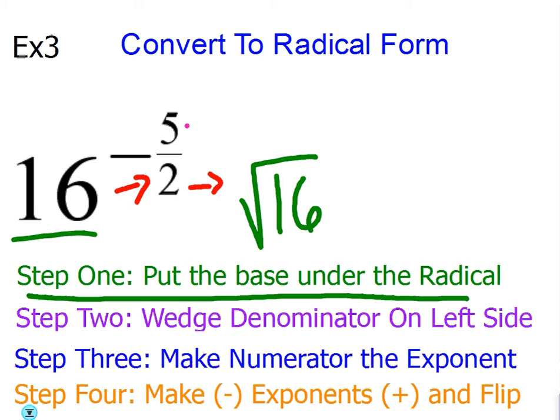Now we are going to take the 5. All right, so if there's a negative here, just make the numerator negative. It's easier that way. Okay, so I'm going to put a negative 5 here, like that. So we have square root of 16 to the negative 5.